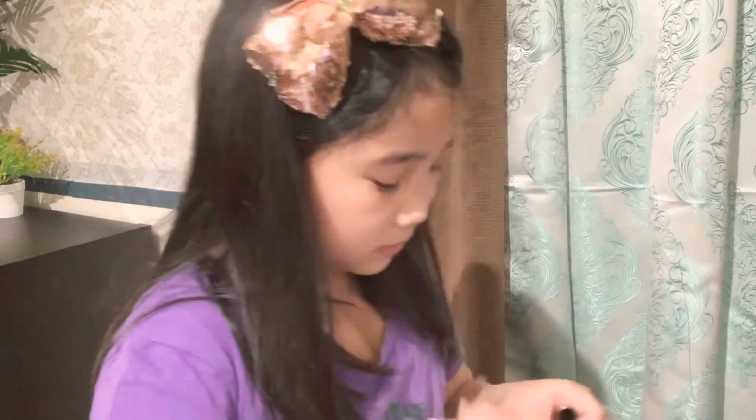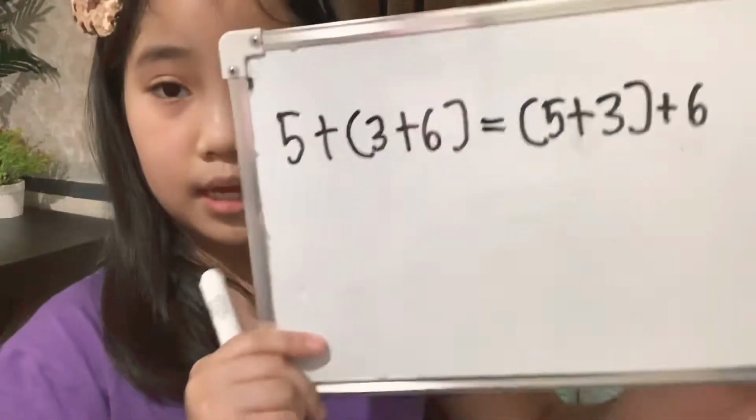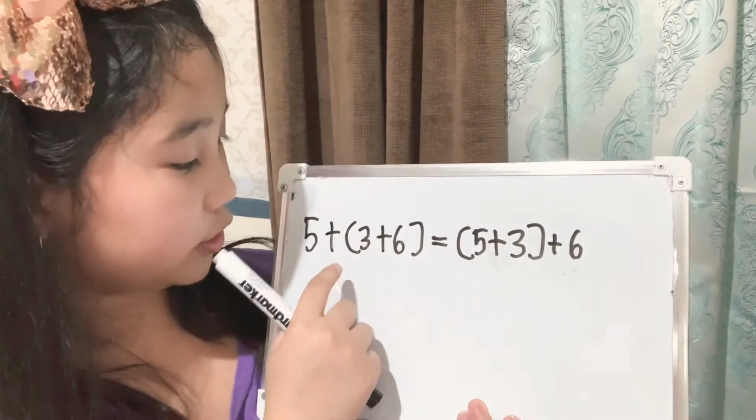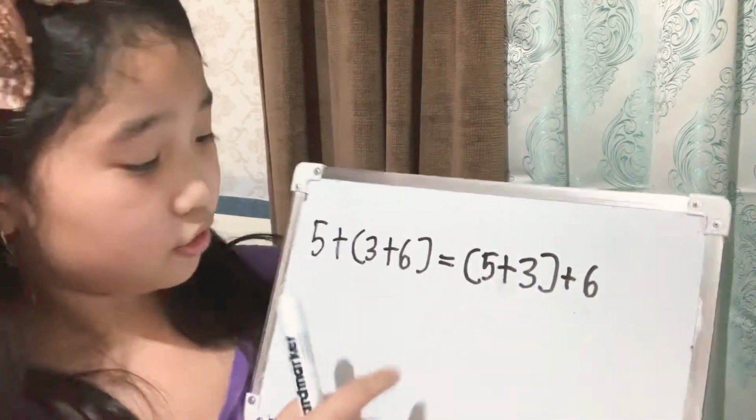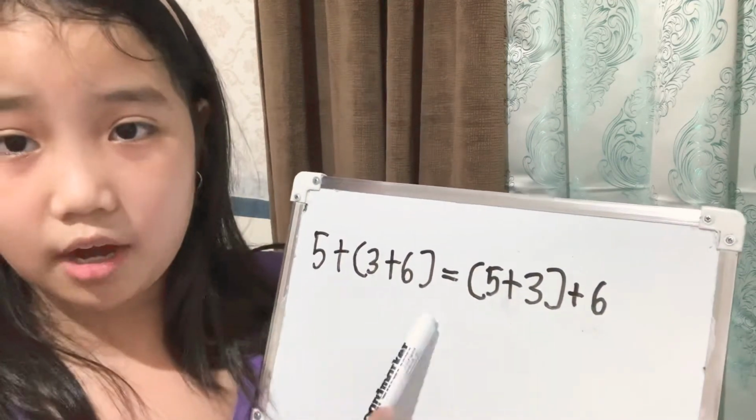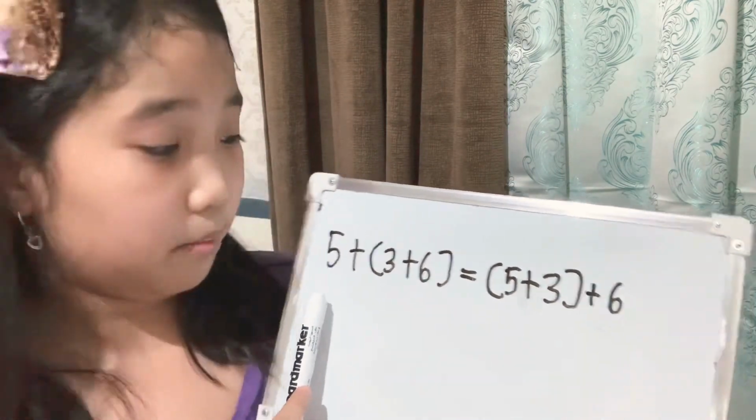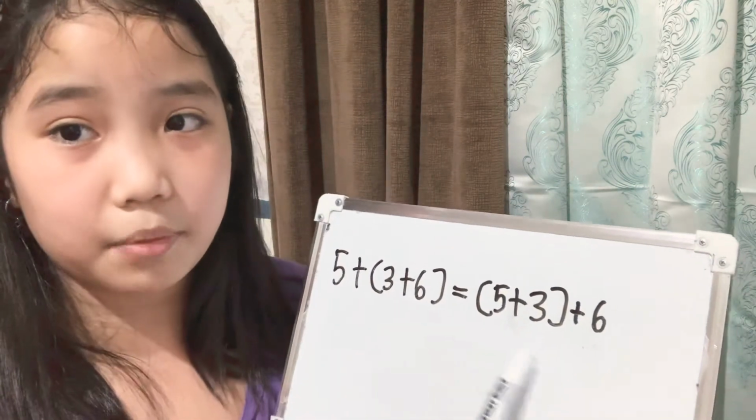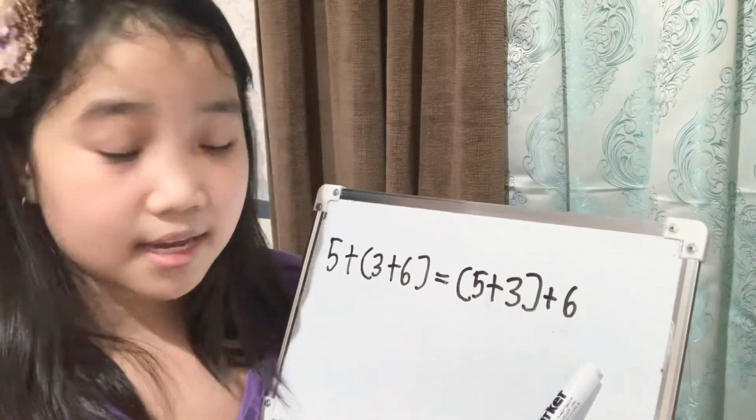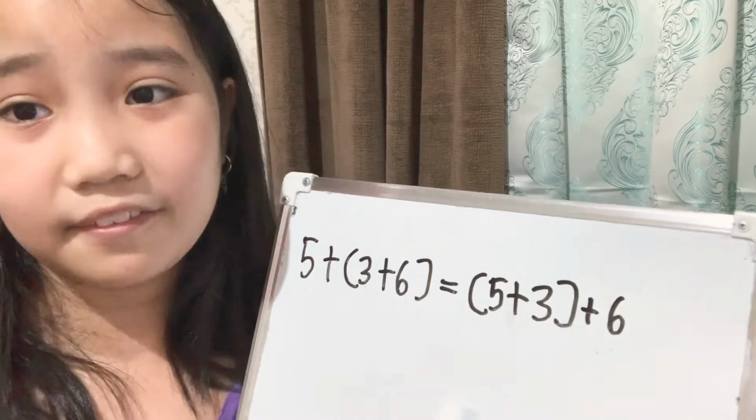So this is the example of associative property. It's like 5 plus 3 plus 6 equals 5 plus 3 plus 6. So, the 3 and 6 are inside in the first one, and the 5 is in the outside. But in the second one, 5 and 3 are inside the parenthesis, and the 6 is in the outside. That is the example of associative property.